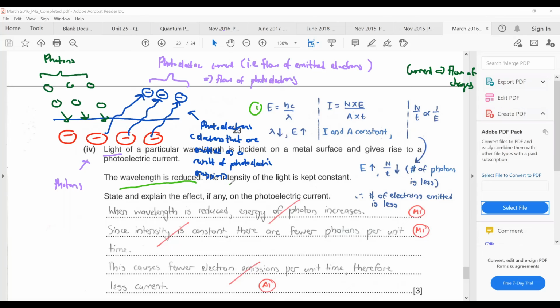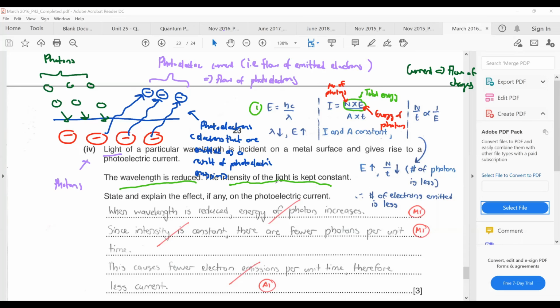Now, if you want to relate to intensity, intensity, as I mentioned to you, is N times E over area times time, right? This one in itself is actually the total energy of the photons. Total energy of the photons is the number of photons multiplied by energy of the photons. So it's NE over AT. I better write it out properly. This one is number of photons. This one is energy of photon.